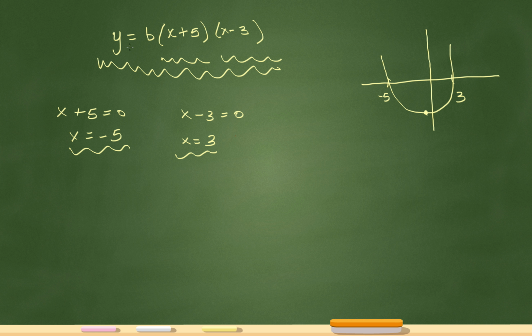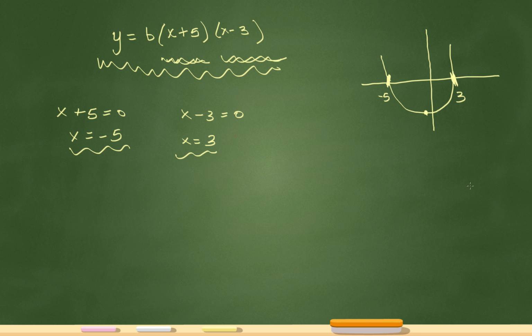See how it's saying the b is a non-zero constant? That's just there to confuse you a little more. That doesn't affect anything. This b could be 2, 3, 4. It's not going to affect any outcome over here because my zeros will still be the same: I'm going to set this equal to 0 and set this equal to 0. Okay, so the first step here is to figure out what the zeros of the parabola are, and that's what we've just done: negative 5 comma 3.